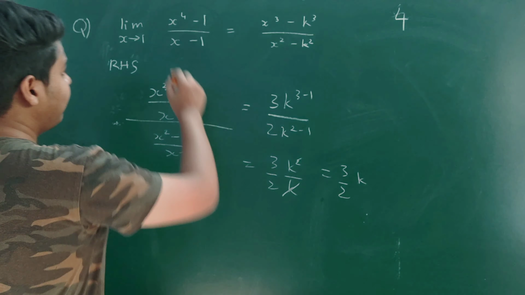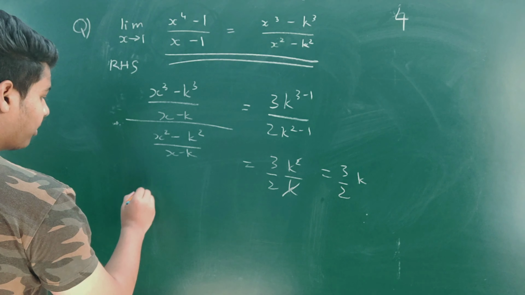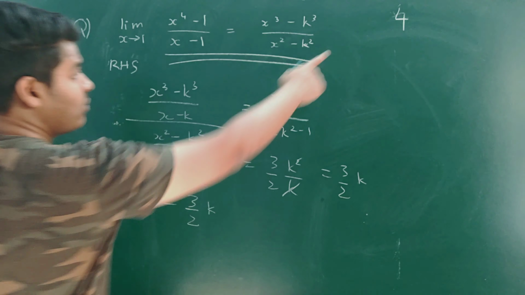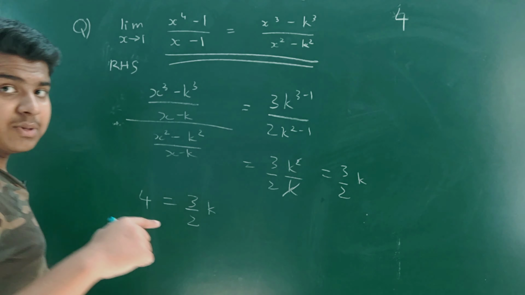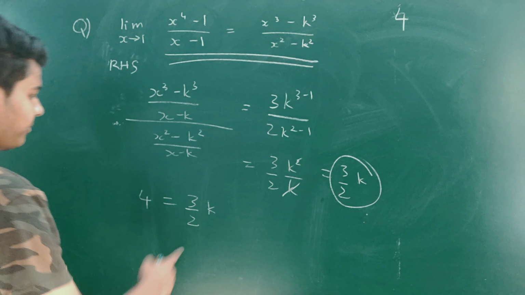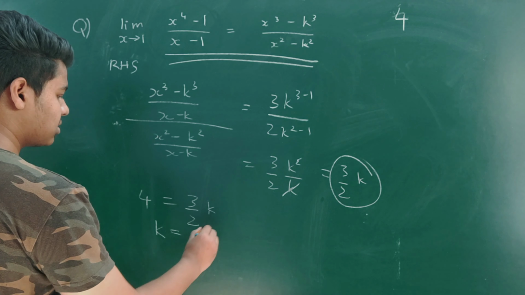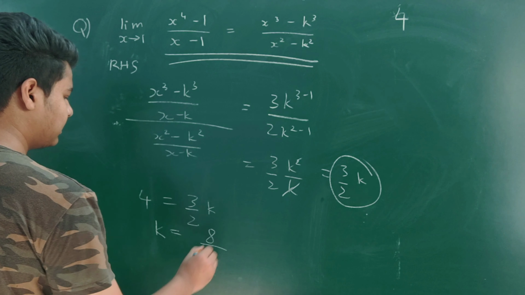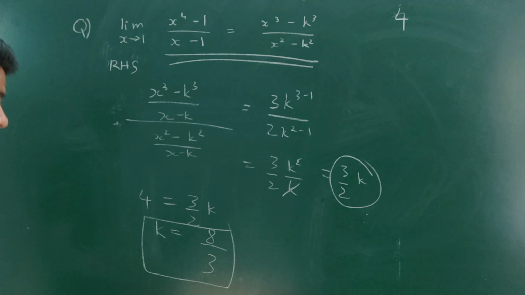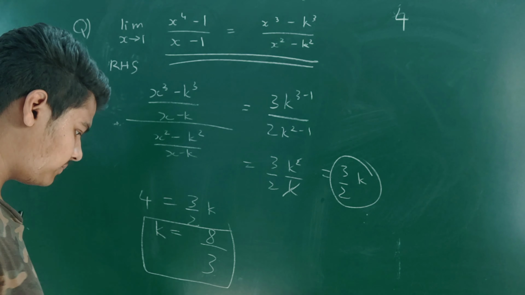Now we have been given that these two terms are equal. That means 4 equals 3k by 2. 4 is the final value of LHS that has been found, and this is the final value of RHS. From this, if we calculate, the value of k equals 8 by 3. This is the answer. Note it down and we'll move on to the next question.